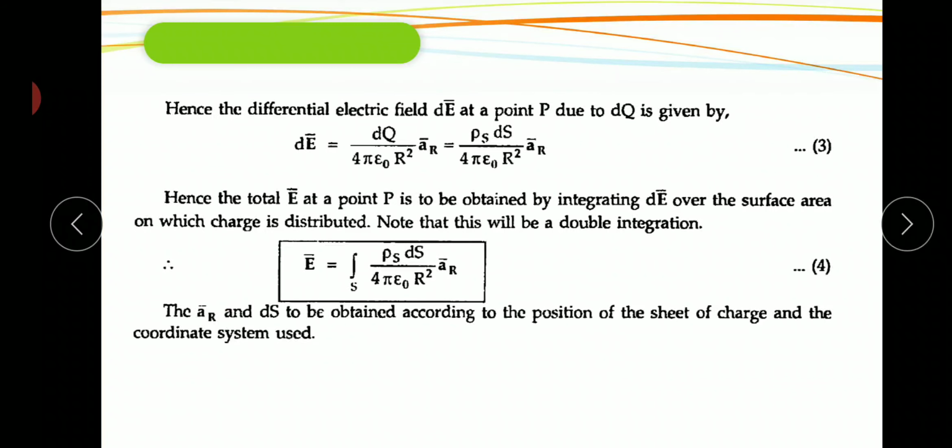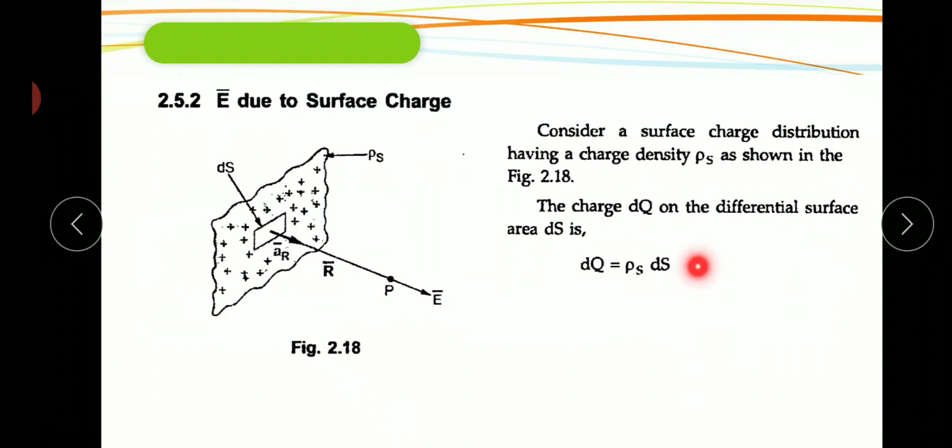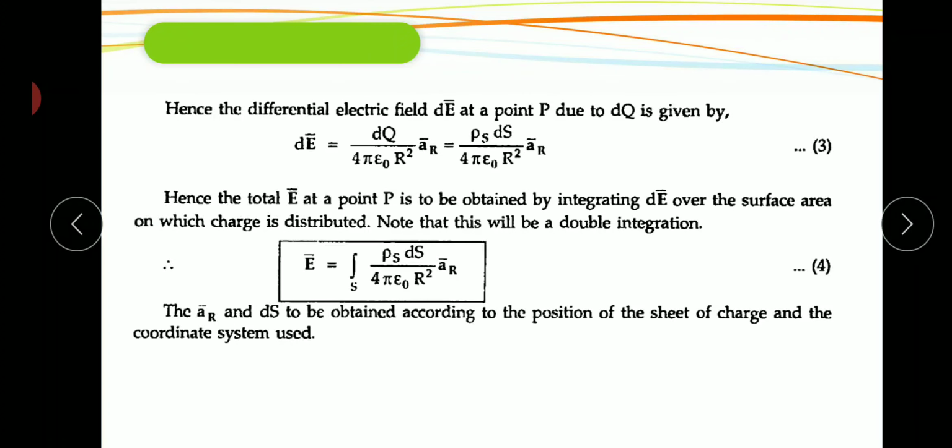Now this is the differential electric field dE bar at point P due to dq. So dE bar is equal to, according to the formula, dq by 4 pi epsilon naught r square AR bar. We have already found the formula for dq. So the dq formula is rho s ds. Now substitute in this equation: rho s ds by 4 pi epsilon naught r square AR bar.